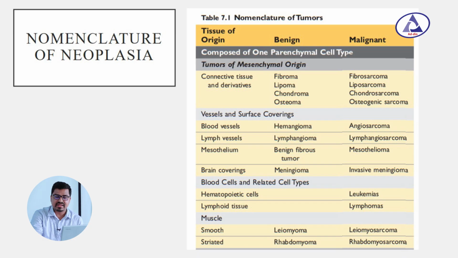Blood cells and related cell types: hematopoietic cells, leukemias, and lymphoid cells, lymphomas. These are malignant tumors. Here benign is absent. Muscle cell tumor: smooth muscle tumor, benign tumor is leiomyoma and malignant is leiomyosarcoma. Striated muscle tumor: benign is rhabdomyoma and malignant is rhabdomyosarcoma.